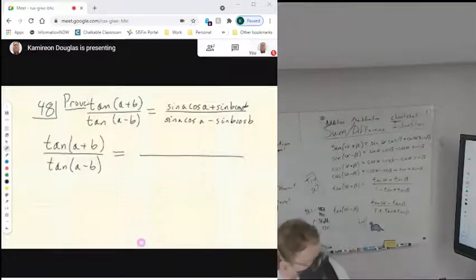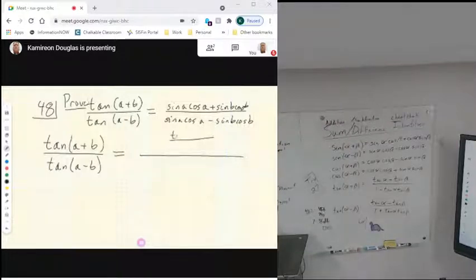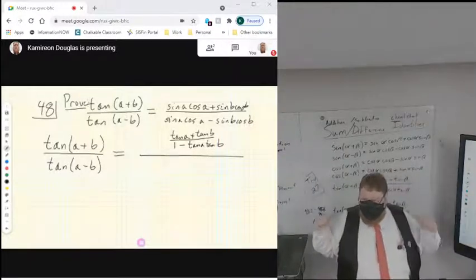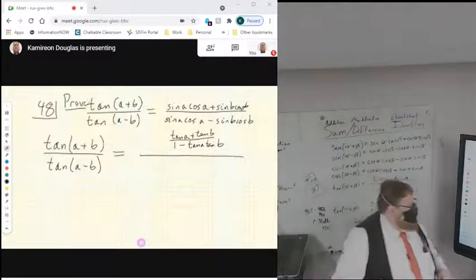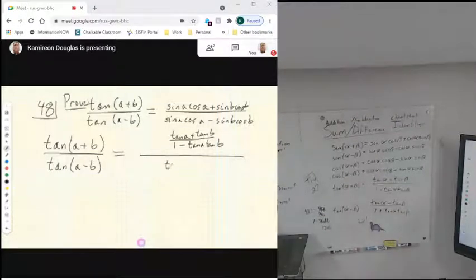So, here we go. I get tangent of A plus B becomes tangent A plus tangent B over 1 minus tangent A, tangent B. To the top, I have rewritten using my sum difference formula. I'll do the same thing on the bottom, which is tangent A minus tangent B over 1 plus tangent A, tangent B.